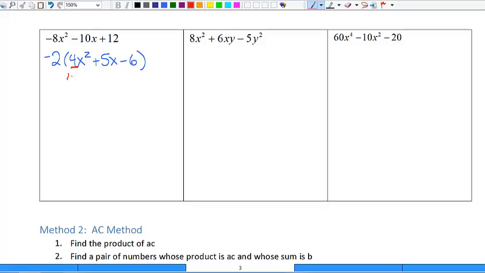So I'm going to list out my factors: 1x times 4x, or 2x times 2x. And then I have 1 times 6, or 2 times 3. Now I know my answer has a -2 in front, so I'm just going to go ahead and put that down here at the bottom just so I don't forget it. Now there's one more little trick that I'm going to help you with right now.